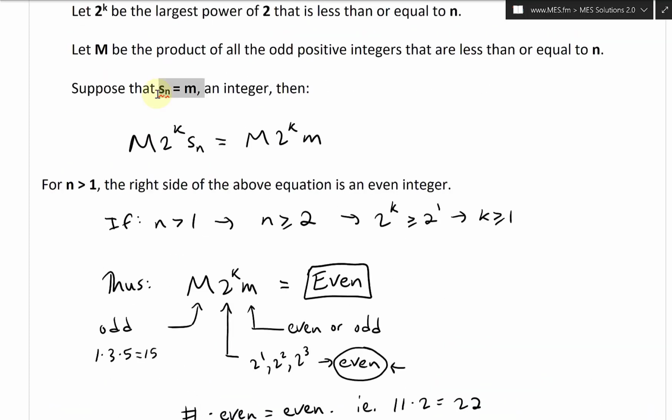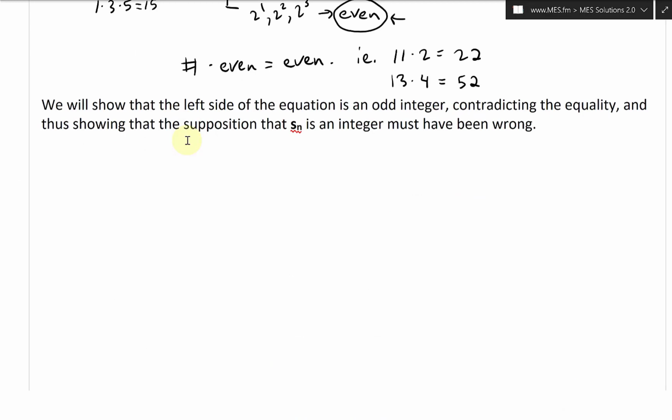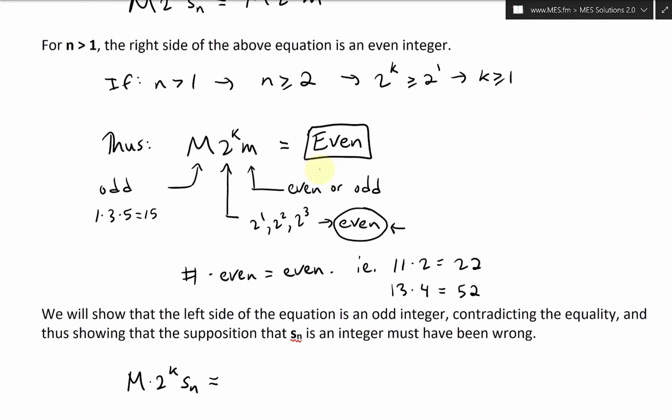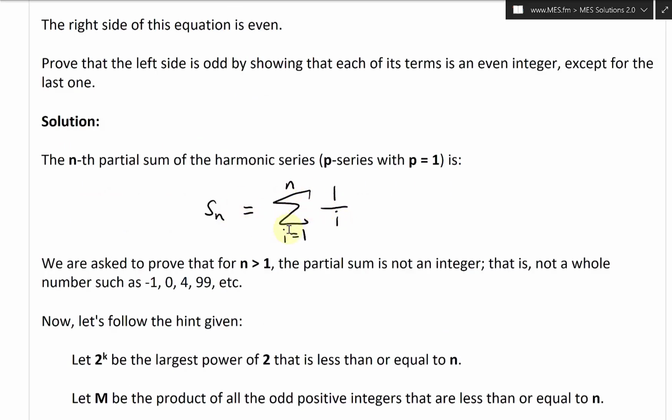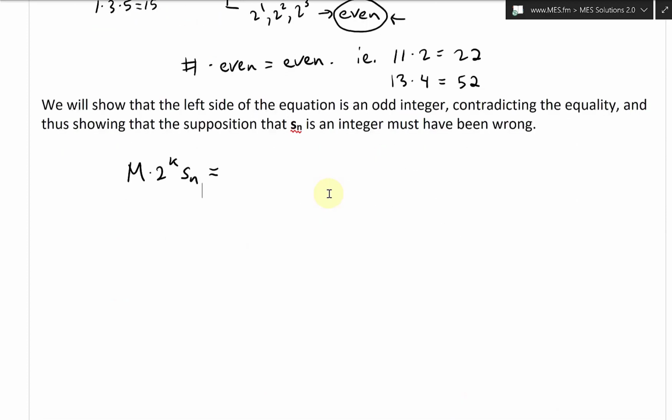If we take a look at the left side, that's m times 2 to the power of k times Sn. So let's write that in: m times 2 to the power of k Sn. We know what Sn is: Sn equals the summation from i equals 1 up to n of 1 divided by i. In other words, that's the partial sum of the harmonic series. So this equals m times 2 to the k, and now let's make this better.